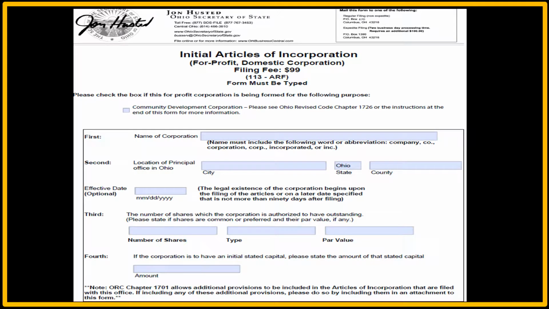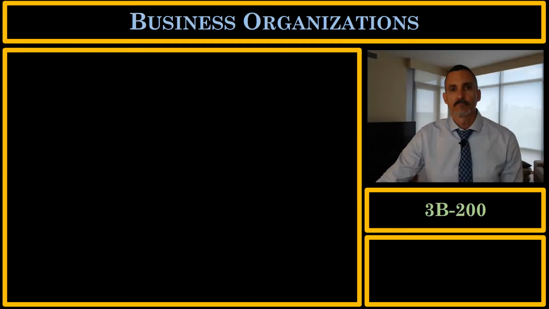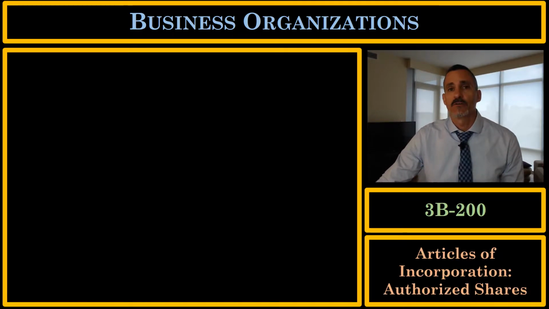Here's the Ohio Secretary of State form, and you can see it has the same thing. Number of shares. We'll talk about type and par value a little bit later, but let's focus on the number of authorized shares. Let's try to understand what authorized shares are.